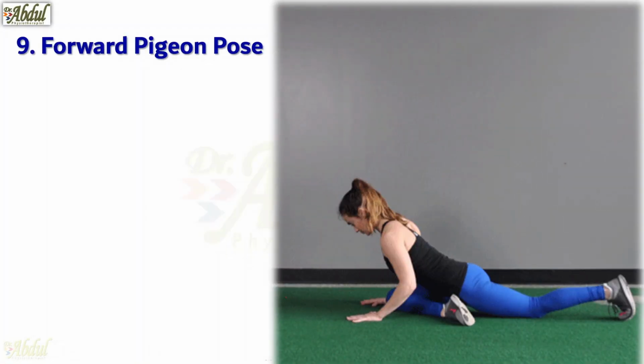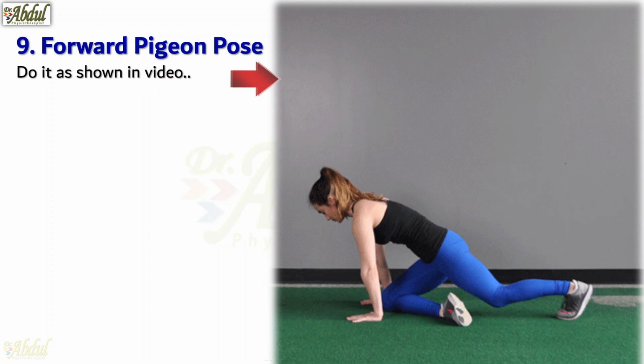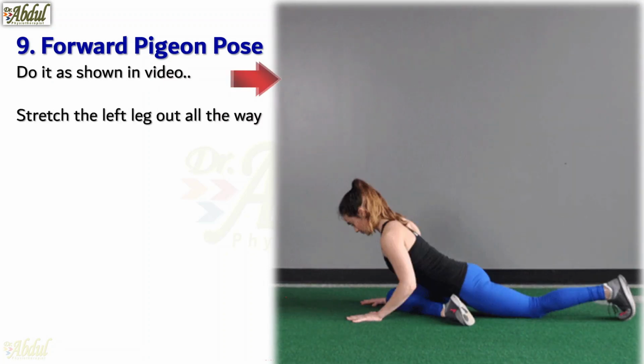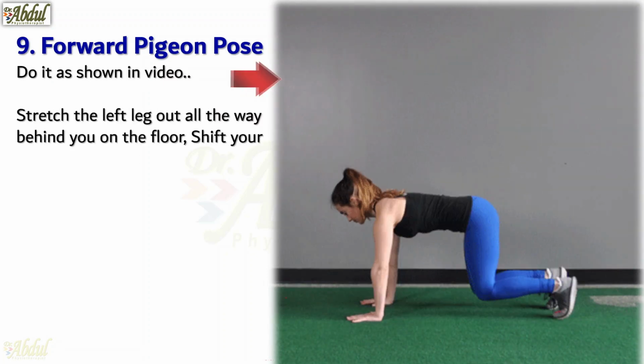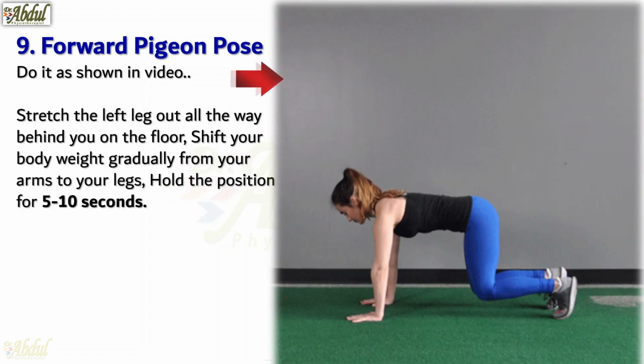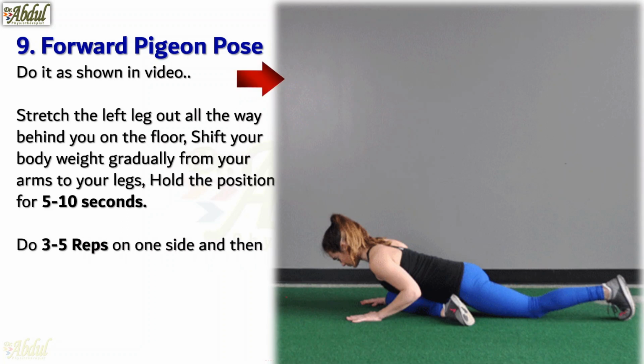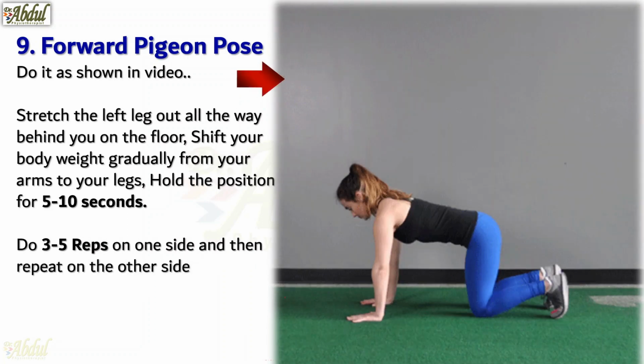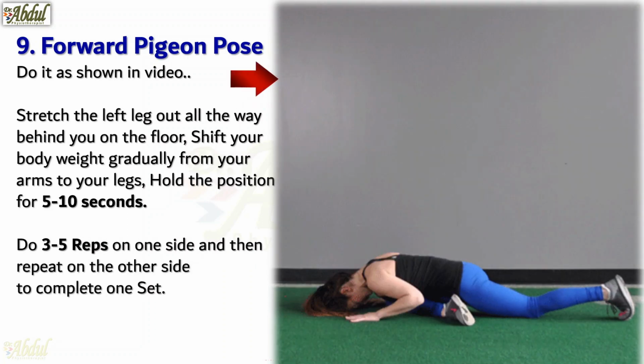9. Forward pigeon pose. Do it as shown in the video. Stretch the left leg out all the way behind you on the floor, shift your body weight gradually from your arms to your legs, hold the position for 5 to 10 seconds. Do 3 to 5 reps on one side and then repeat on the other side to complete one set.